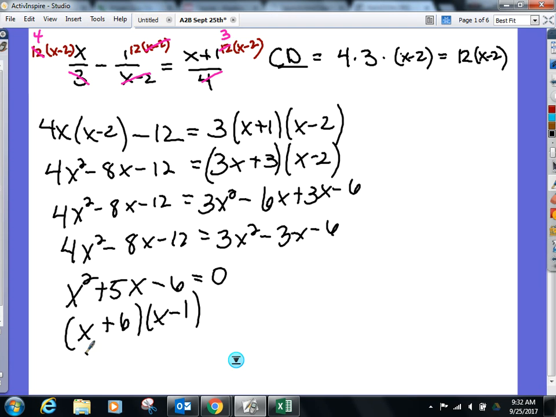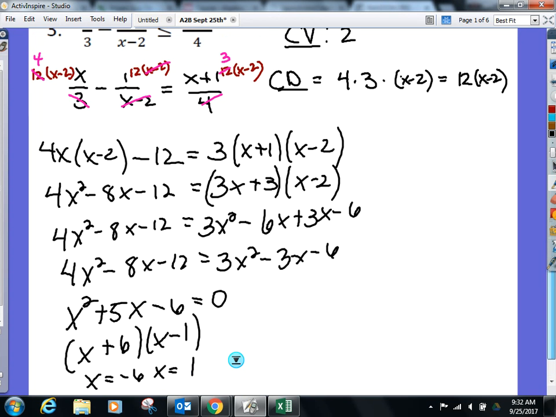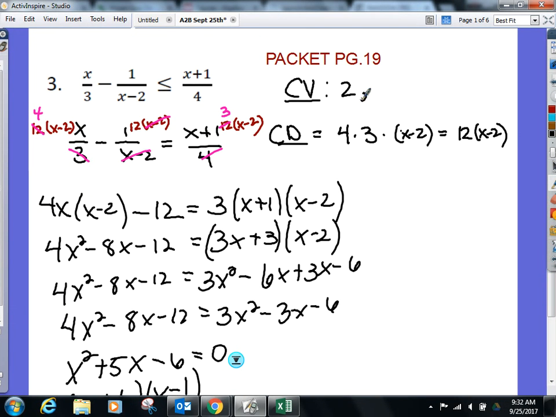So we ended up with x equals negative 6 and x equals positive 1. There are other two critical values, negative 6 and 1. Yes?